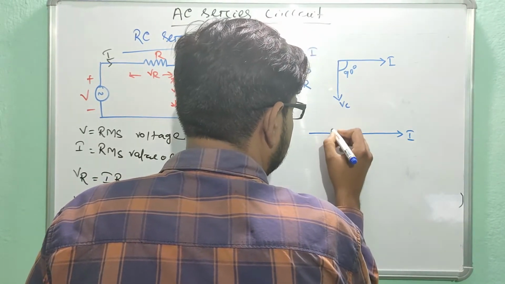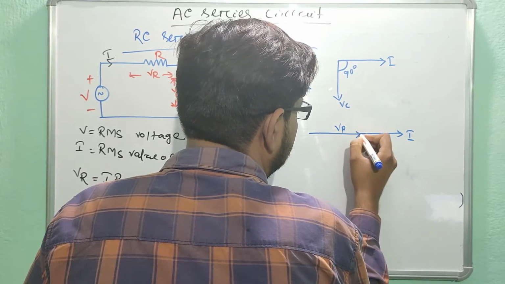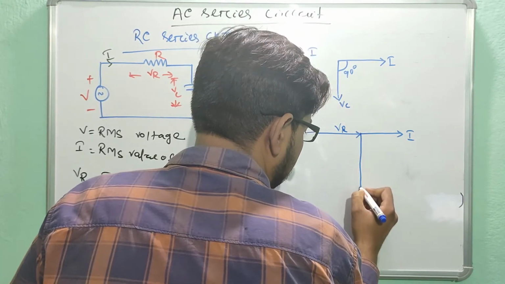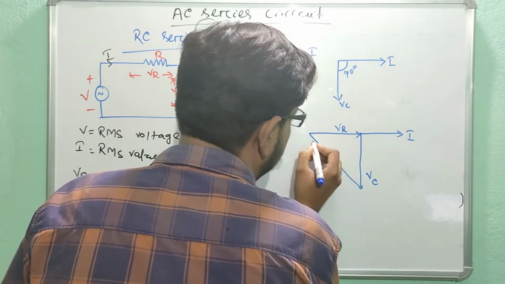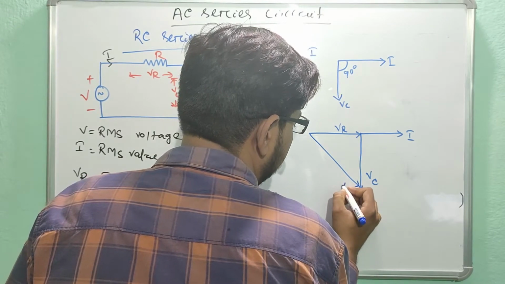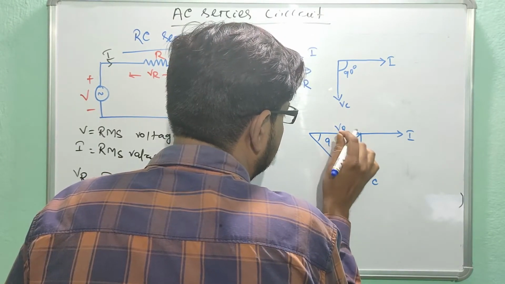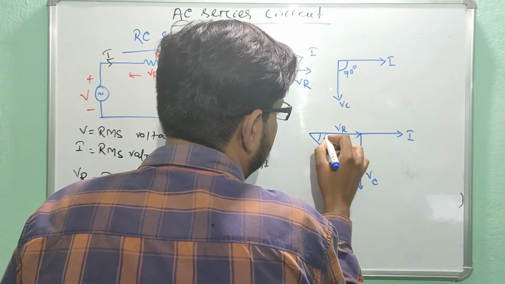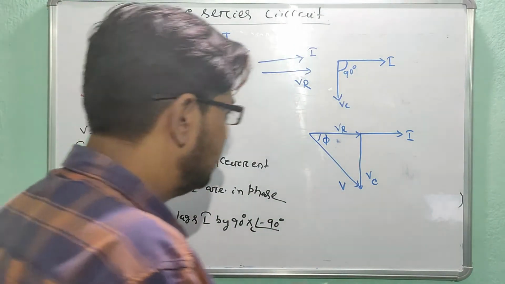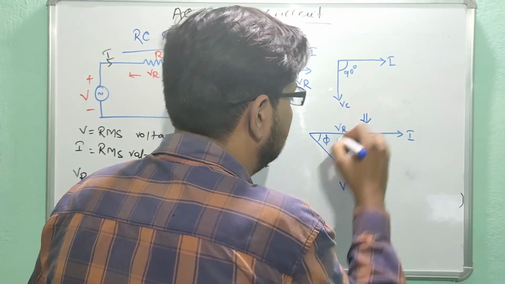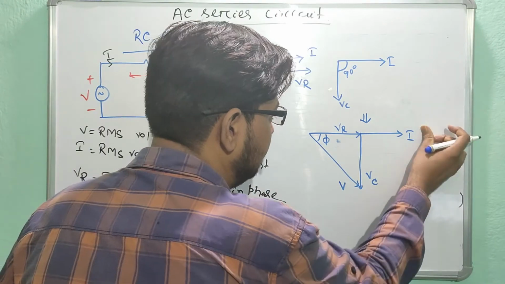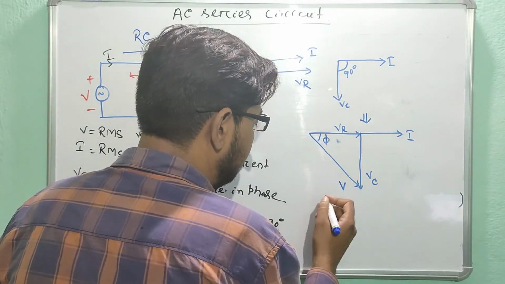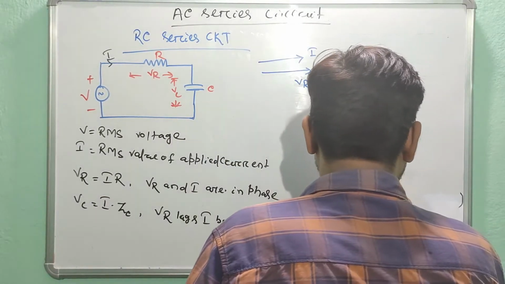This is my VR, this is VC, and this is the resultant vector V, and the angle is phi. So here you see this is my resultant vector. Now you see the current I leads the voltage VC by an angle phi. This is my minus VC.